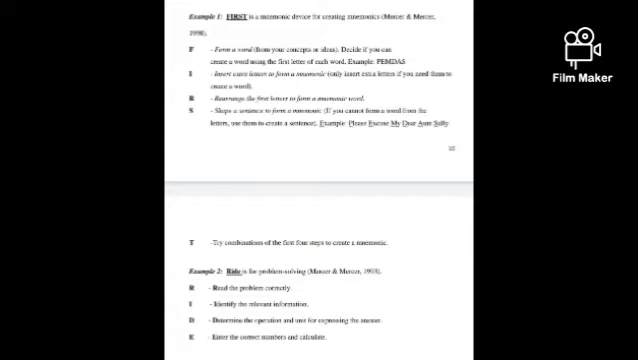And I stands for identify the information given. Letter D in the acronym WRITE stands for determine the operation and unit for expressing the answer to the problem. And the last letter E in the letter strategy mnemonic given by the acronym WRITE, E stands for enter. This actually means substitute the numbers and calculate the answer.